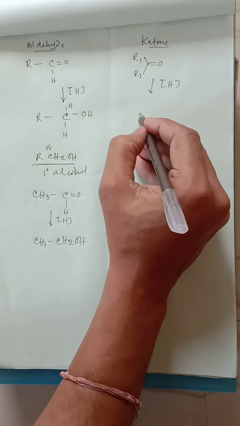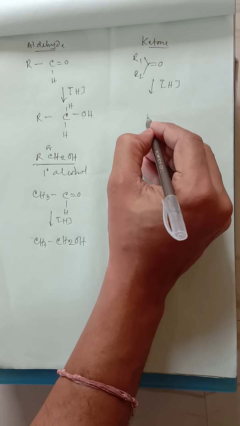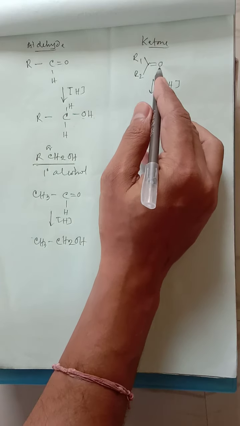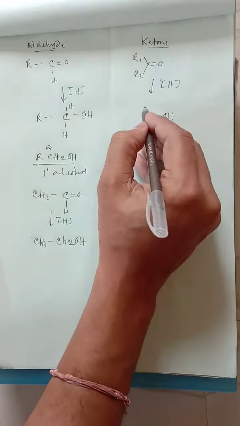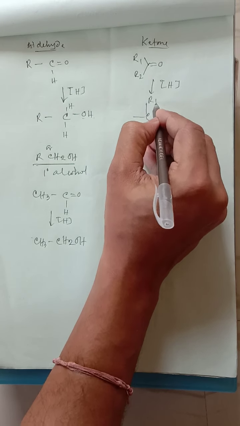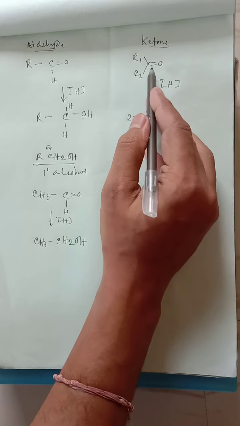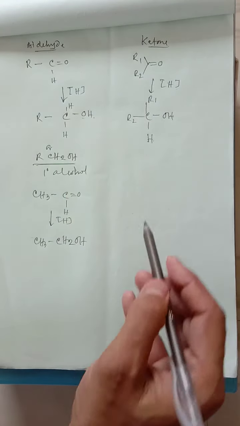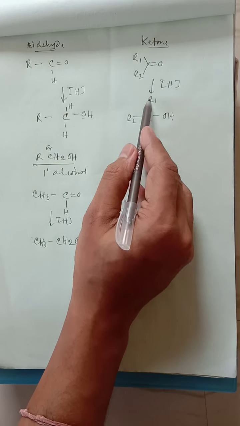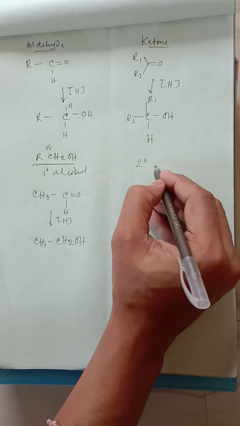Now come to this point. Whenever this reduction has been done, what will be the effect? The effect will be like this. OH will be prepared, obviously. Now the other two hands are already occupied by two groups, R1 and R2, and one hand will be occupied by hydrogen. Now we can see that means addition of hydrogen is there. That's why it is called reduction. So any reductant can be used and you can prepare it. Now it is also clear that this carbon is attached with two carbon containing groups. Obviously it is a 2 degree alcohol.